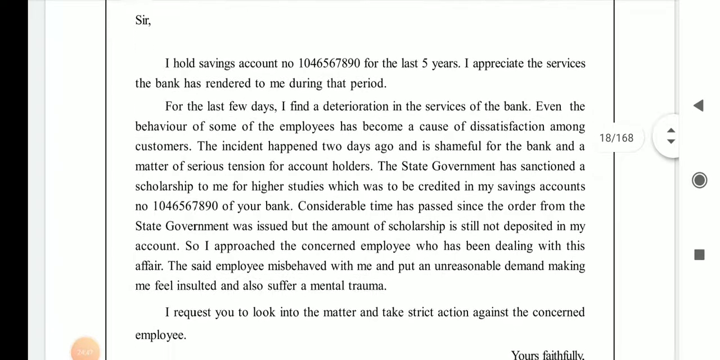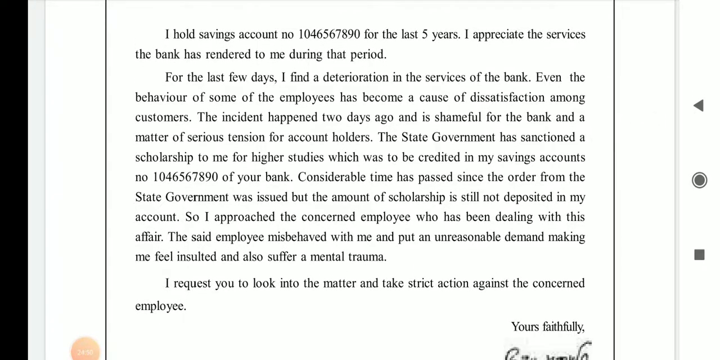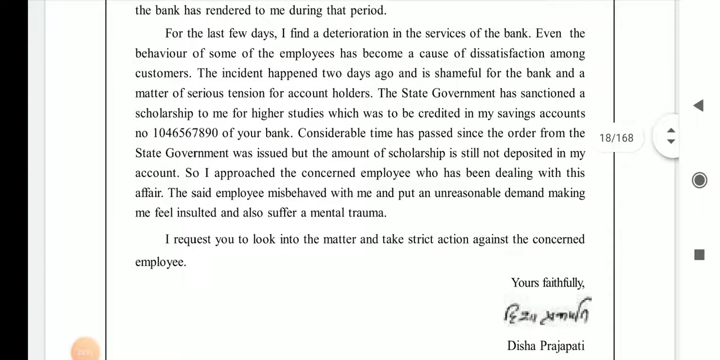Sir is the salutation. I have held a saving account for the last 5 years. That means this lady has had an account for the last 5 years. I appreciate the services the bank has rendered to me during that period. The lady wants to appreciate all the services provided by the bank. For the last few days, I find a deterioration in the services of the bank. The lady also said that for a few days, a deterioration in the bank services has been found.